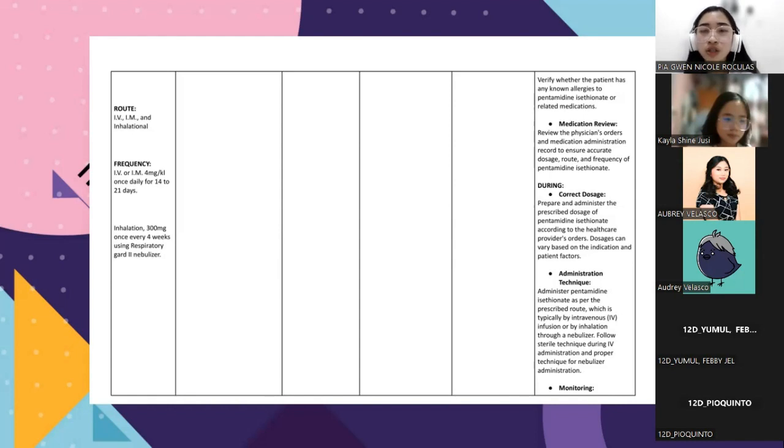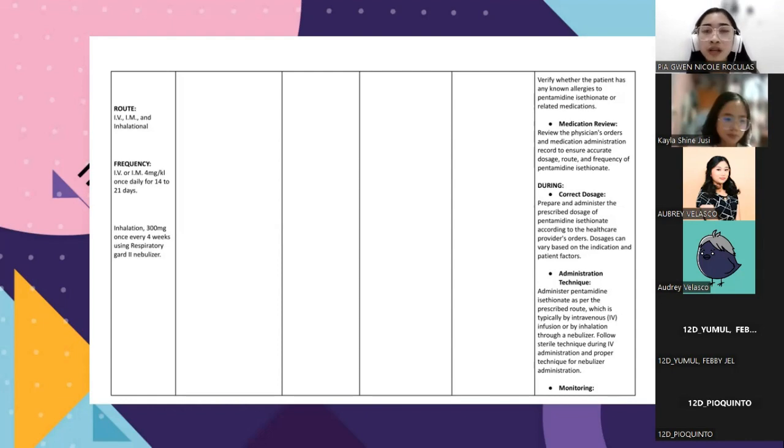Next is administration technique. So we have to administer this drug as per the prescribed route, which is typically by intravenous infusion or by inhalation through a nebulizer. So follow a sterile technique during IV administration and proper technique for nebulizer administration. So if kailangan natin magsuot ng sterile gloves, we really have to, and then we have to perform hand hygiene before and after any procedure.